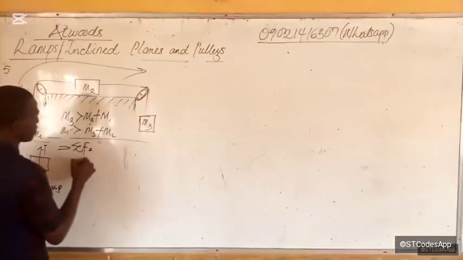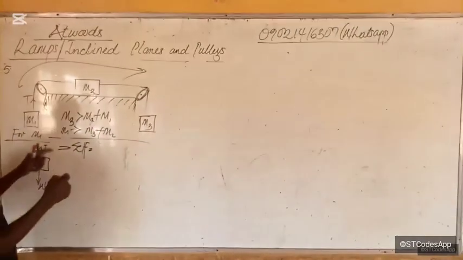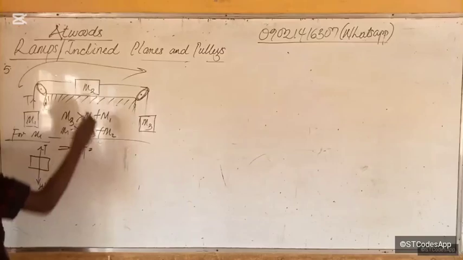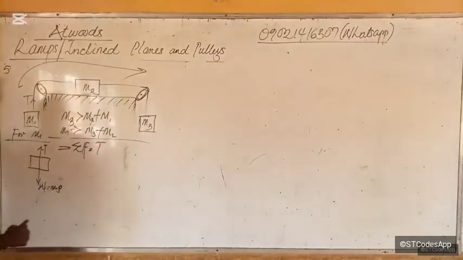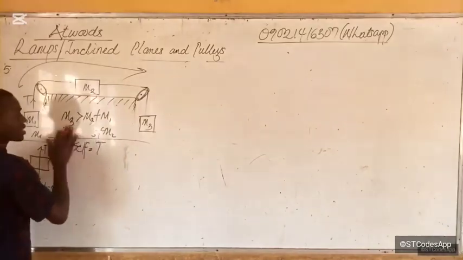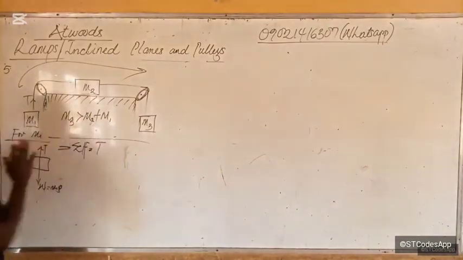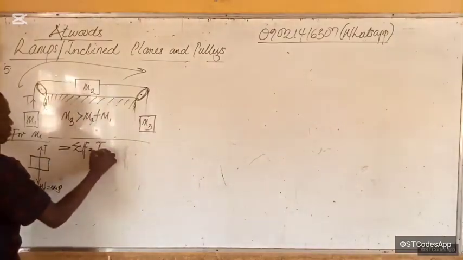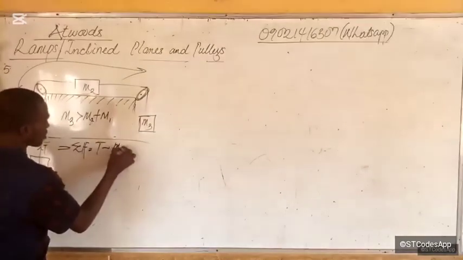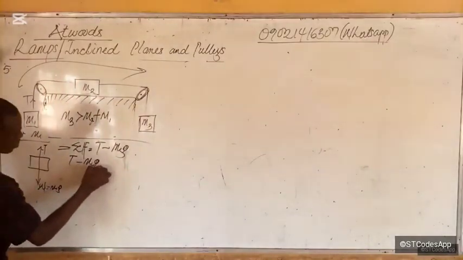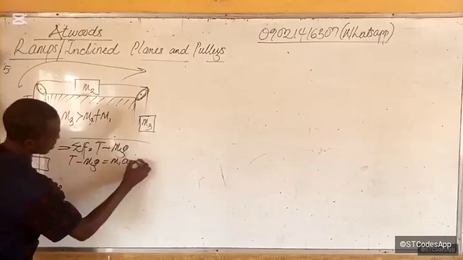So we have summation F for m1, and the system is moving like that. Tension is in the direction of motion, so that's T. You understand now? This is the case where m3 is greater than m2 plus m1. So the entire system is going that direction, so tension is positive, minus weight is negative. That's m1g. So we have T minus m1g is equal to m1a, equation 1.